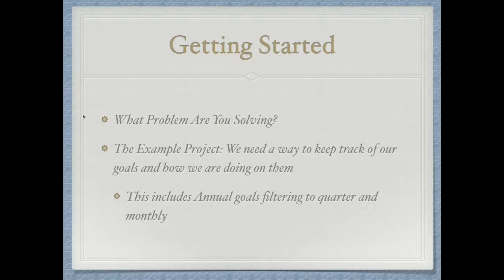The example project I'm going to be working with is this: the problem I want to solve is a way to keep track of our goals and how we're doing on them. This includes annual goals, and it's going to filter down to quarterly and monthly. At the beginning of the year, we looked at setting goals for 2017. We looked at what we're going to do in first quarter, second quarter, third quarter, fourth quarter. And then as we've gone through January, February, etc., we've done monthly goals. We set them at the beginning of the month, and then we come back and review them at the end of the month.